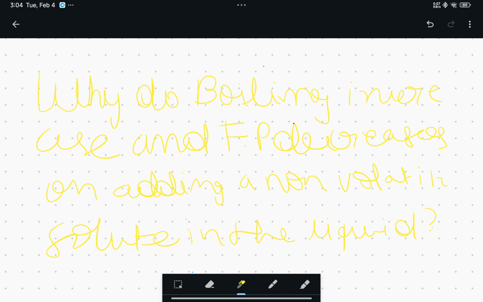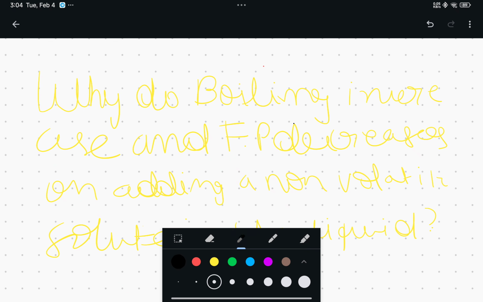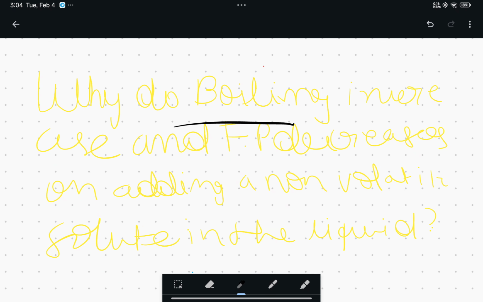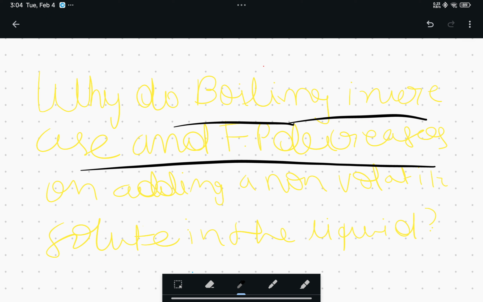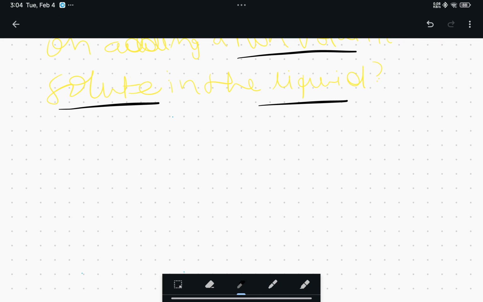So today we'll be looking at this question given right here. This question is about why do the boiling point and the freezing point increase on adding a non-volatile solute to a liquid. So to answer the question, we'll be making use of change in entropy.